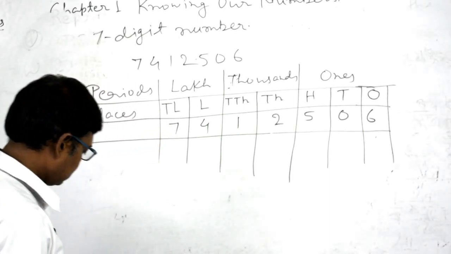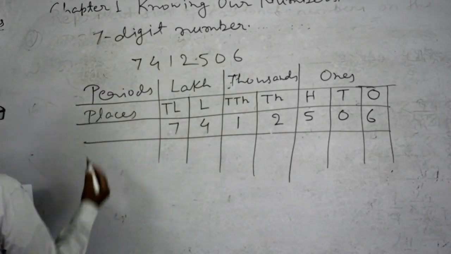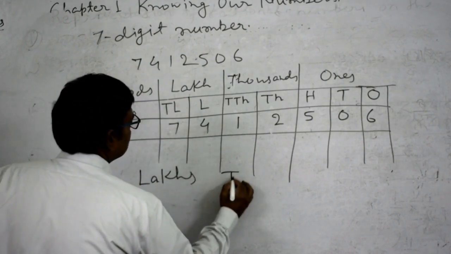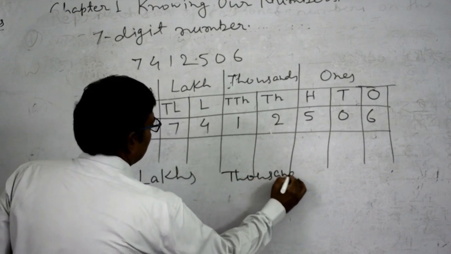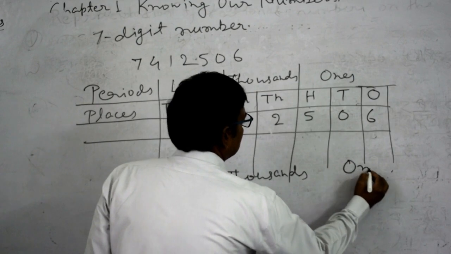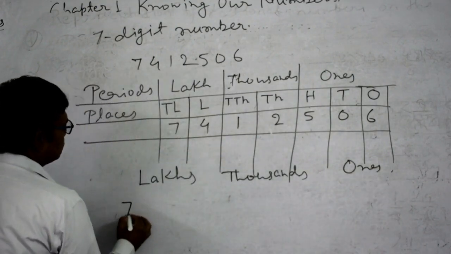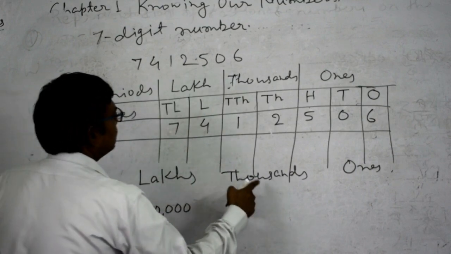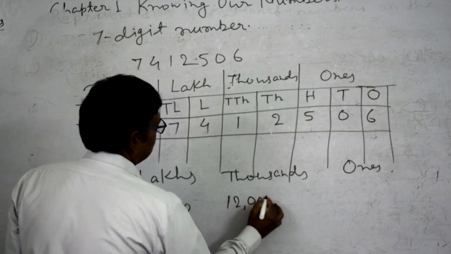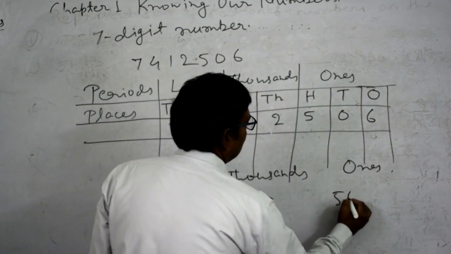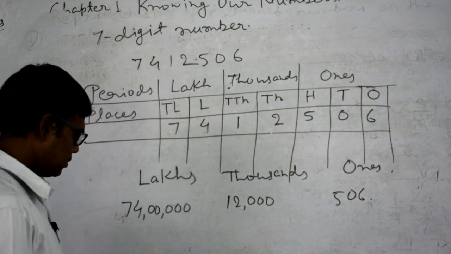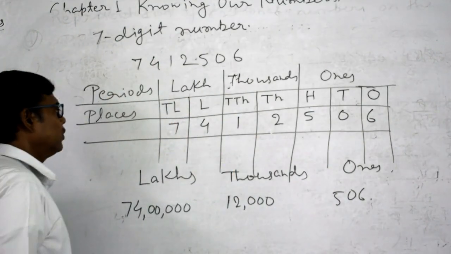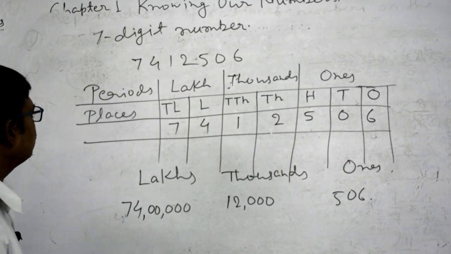Okay, so if you write here the lakhs position, then thousands, and then ones, in this case you will have 74 lakh, and then here 12,000, and here 506. Okay, this is how we write the numbers. So that is 74 lakhs 12,506, and in this way we read this number in words. Then you have the 8-digit number.